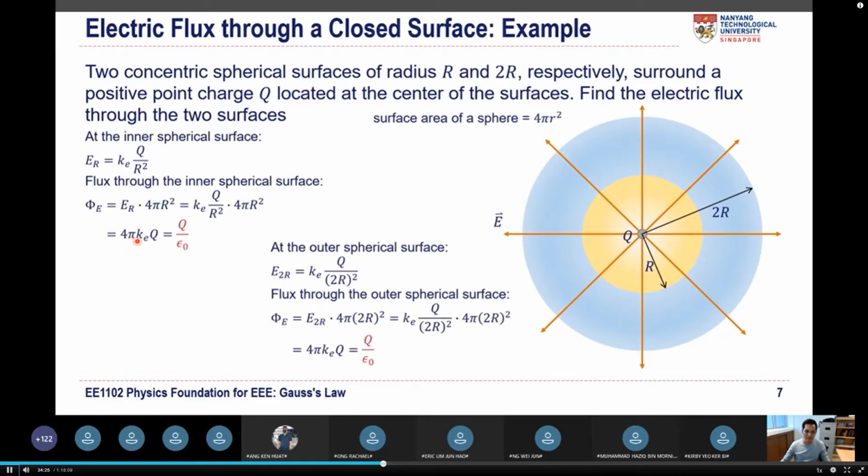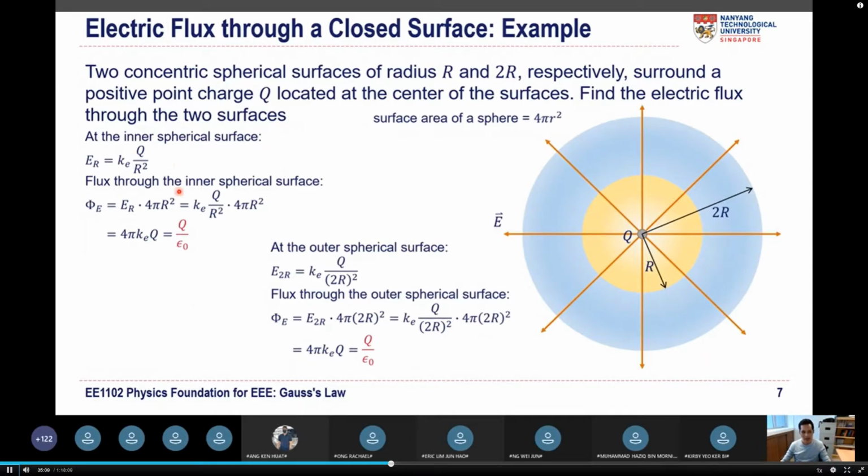Where did the k_e and the 4 pi go? If you remember, k_e, the Coulomb's constant, is given by 1 over 4 pi epsilon 0. That was from the previous summary lecture last week. So putting that in, it cancels out the 4 pi, and you have epsilon 0 in the denominator and Q in the numerator. Okay. Now, let's calculate the electric flux going through the outer sphere, which is the bigger one.